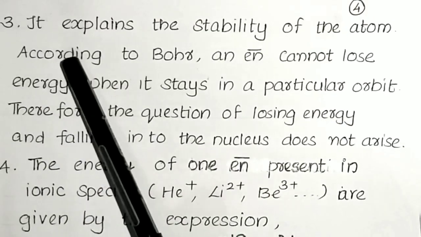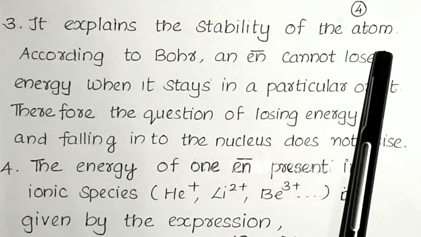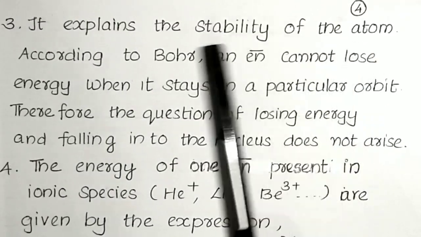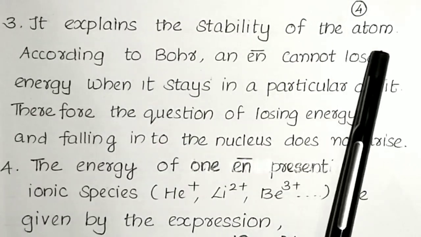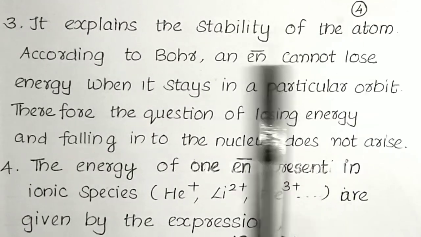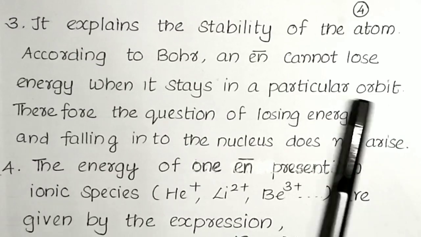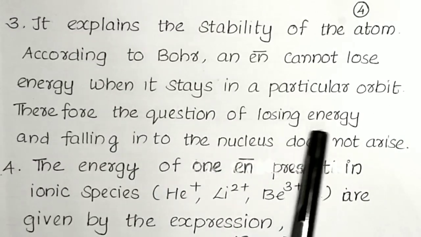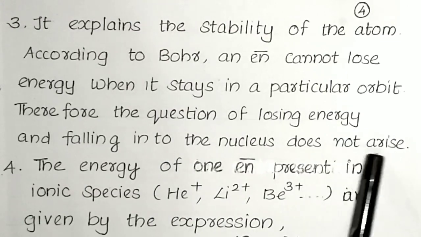The third merit of the Bohr atom model is it explains the stability of the atom. This is a very important merit of the Bohr atom model. According to Bohr, an electron cannot lose energy when it stays in a particular orbit. Therefore, the question of losing energy and falling into the nucleus does not arise.